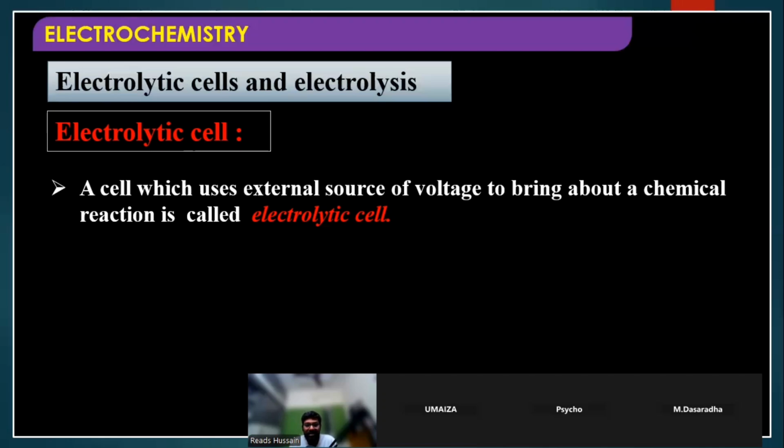An electrolytic cell is a device which uses electrical energy to bring about a chemical change or a chemical reaction. That means for a chemical reaction to take place, it needs some energy, no? So generally it uses electrical energy for a chemical reaction to take place. Such cells are called electrolytic cells. To make you understand, I'll take a small example of this.